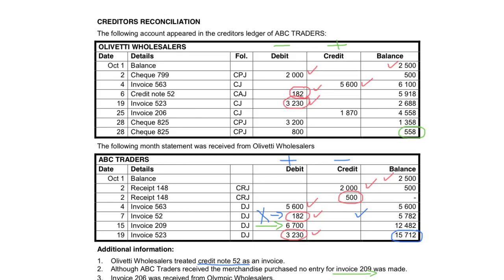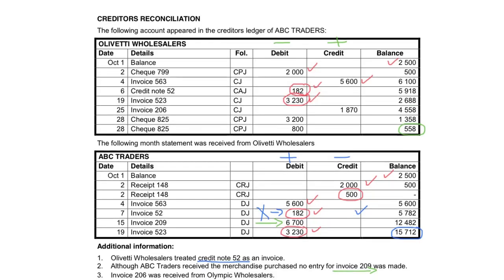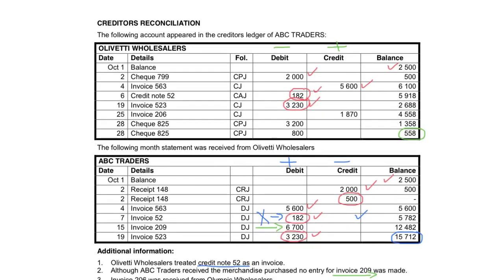We are busy with the books of Olivetti Wholesalers. So the business made a mistake recording this 1867 in the books where it was not supposed to go. So this 1870 is incorrect. This should be in the books of Olympic Wholesalers. So that means it will have to be corrected in the creditor's ledger.